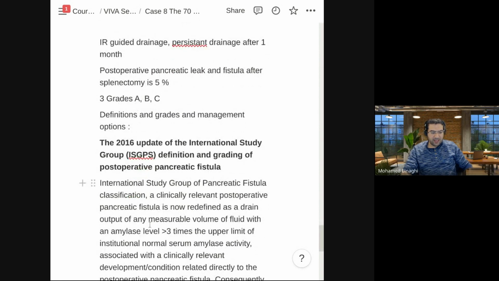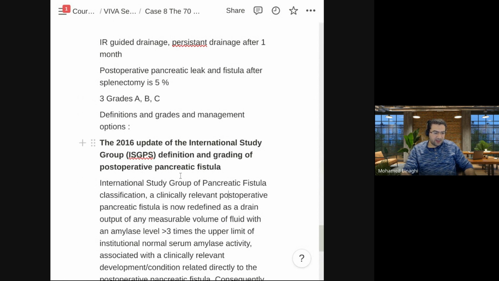Yeah. And as you said, the new definition is a measurable volume of fluid with an amylase level more than 3 times the upper limit of normal in the institution. They grade pancreatic fistula into 3 types: A, B, and C. A is non-clinical, with no clinical impact, which is basically just a biochemical fistula, where you find high amylase in the output from the drain, but it's not causing any significant clinical impact on the patient.